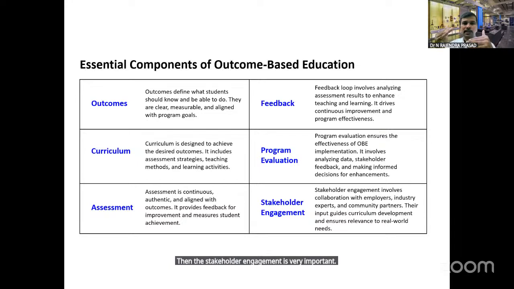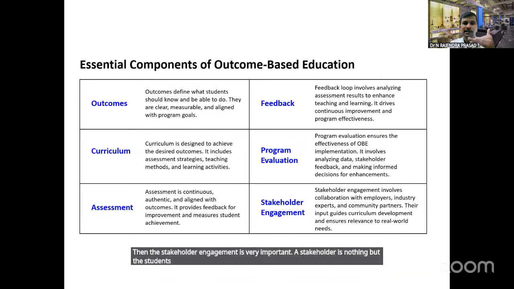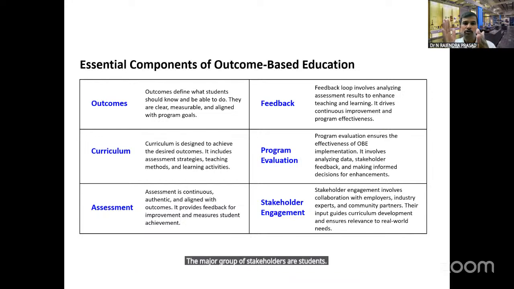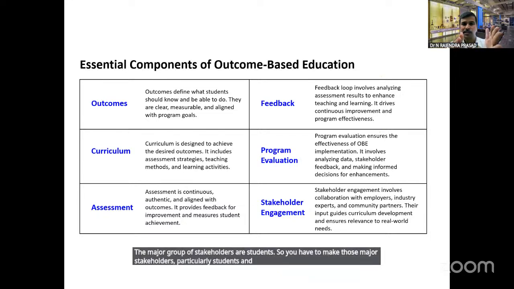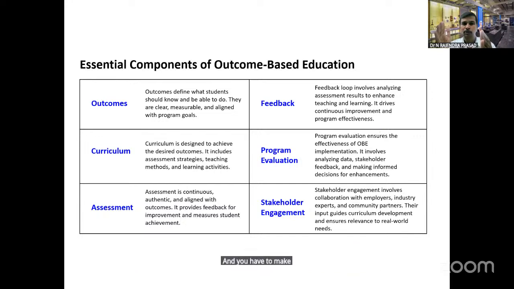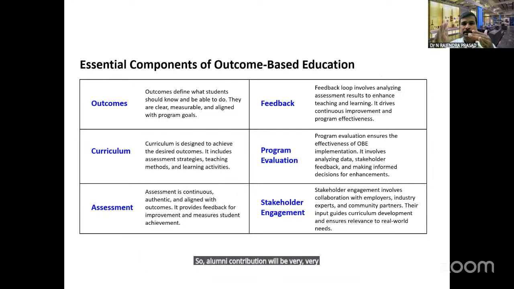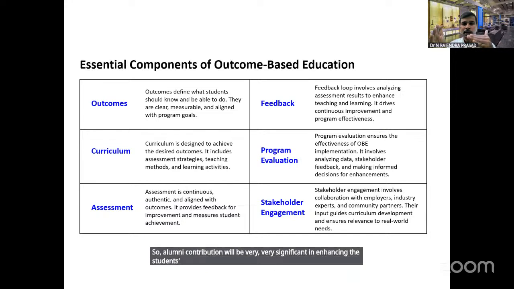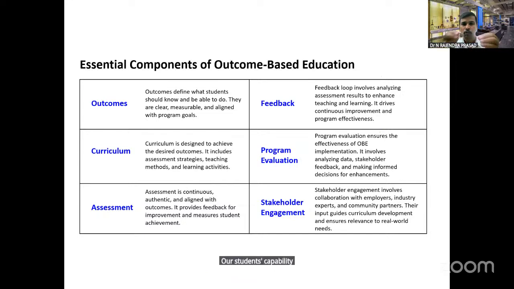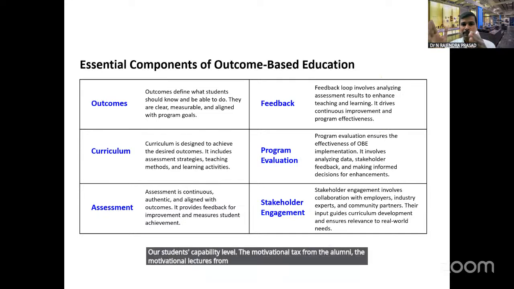Then the stakeholder engagement is very important. A stakeholder is nothing but the students, alumni, parents, teachers. The major group of stakeholders are students. So you have to make those major stakeholders, particularly students and parents, to be engaged. And you have to make utilization of the alumni for the betterment of the functioning of your institution. So alumni contribution will be very, very significant in enhancing the students' competency or capability level. The motivational talks from the alumni, the motivational lectures from the eminent teachers is going to be of paramount importance.